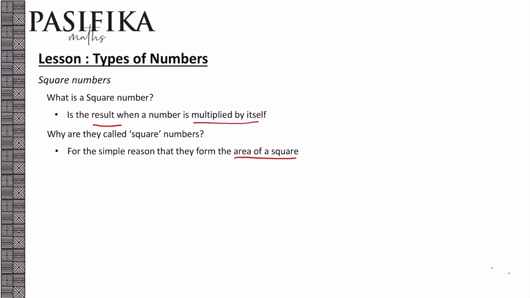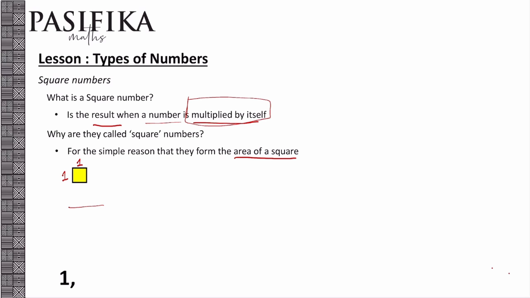Now, let's look at an example. That is a square, and that square is 1 by 1. Therefore, remember, a square number is when the number is multiplied by itself. So in this case, 1 times 1, and the result is 1. Now, sometimes you also see it as 1 squared.